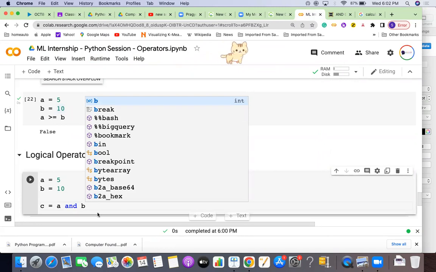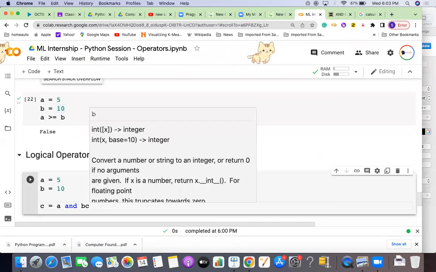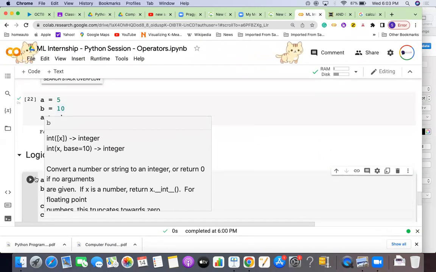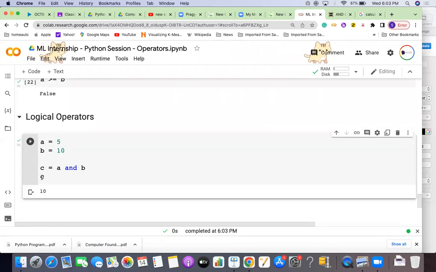Then I'm trying to print the value of C. Either you can do it directly here, or else you can say print C. Both are fine. If some interpreter doesn't support it, you should always say print C. Now you tell me, A and B I did, but what did I get?